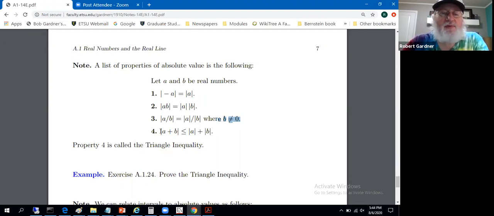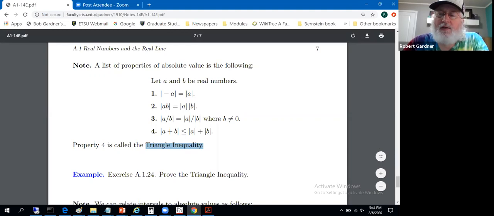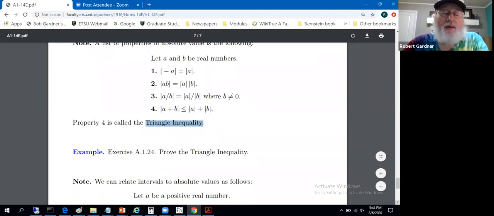And this last one is more complicated. The absolute value of a plus b is less than or equal to the absolute value of a plus the absolute value of b. This last one is called the triangle inequality. You take many more math classes and you're going to hear about the triangle inequality again. You'll hear about it in linear algebra, for example, the sophomore level class.